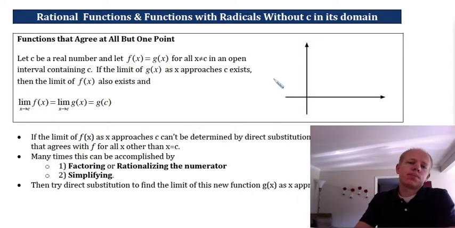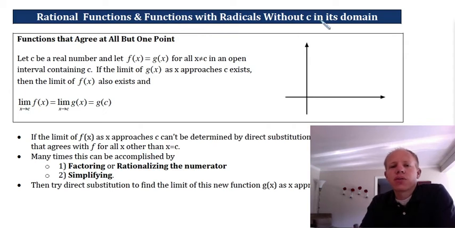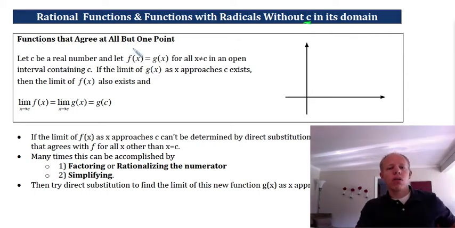All right, moving on. Now we're going to talk about rational functions and functions with radicals without c in the domain. So if c is not in the domain, direct substitution into our function is not going to work. But what we're talking about here are functions that agree at all but a single point.